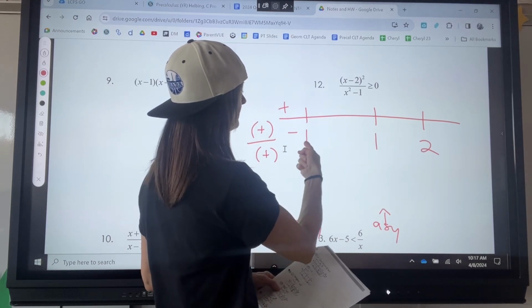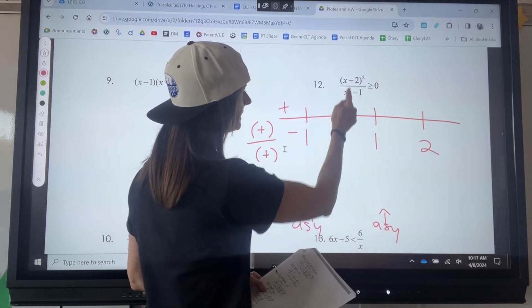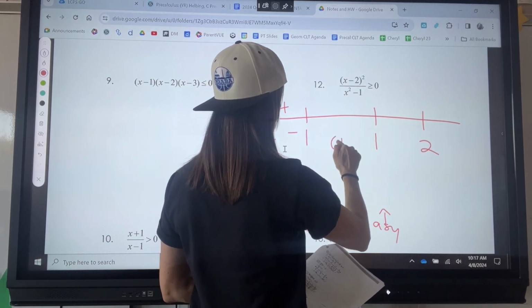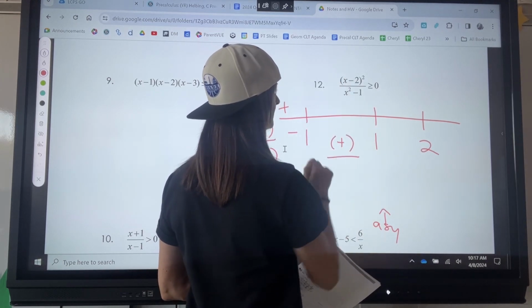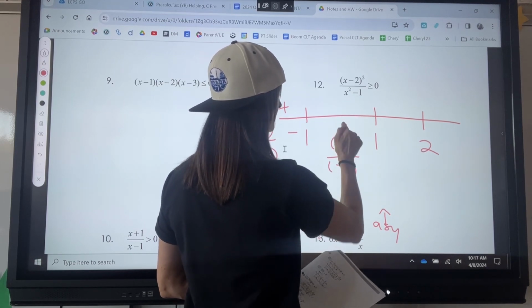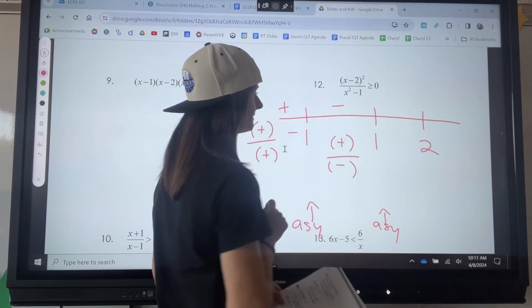I'll put a 0 in because 0 is between -1 and 1. If I put a 0 here, I'm going to get a negative value. It's going to be squared. That will be positive. If I put a 0 here, I'm going to get 0 minus 1. That's going to be a negative. Positive divided by a negative is going to be negative.